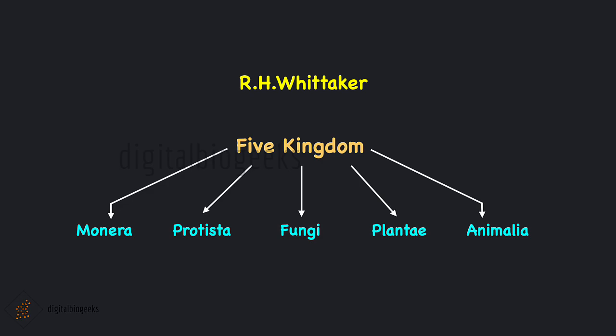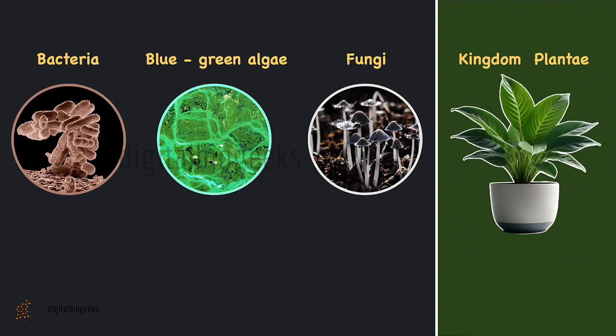Let's understand the difference in classification between the earlier classification systems and the five-kingdom classification. Earlier, the bacteria, blue-green algae, and fungi were grouped under the kingdom Plantae as they all possess a cell wall. But they differ in many other characteristics. For example, bacteria and blue-green algae are prokaryotic organisms without a nuclear wall, but plants are eukaryotic with a nuclear wall. How can we study them as a single group?